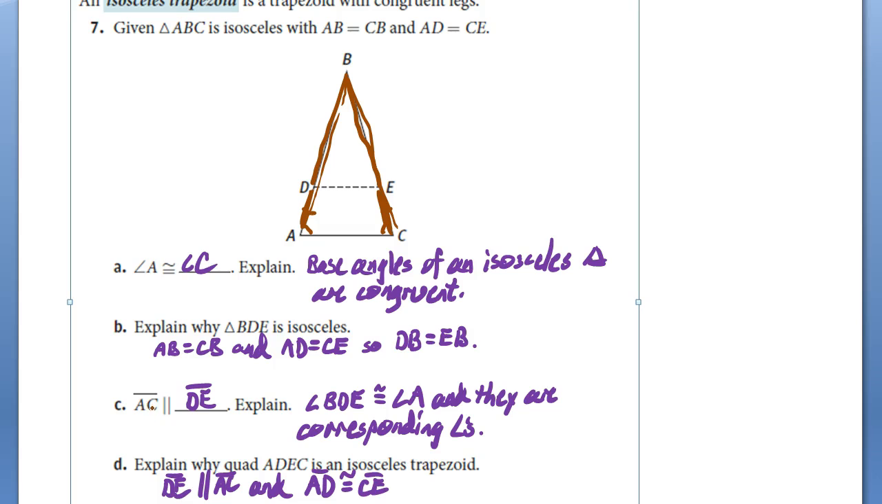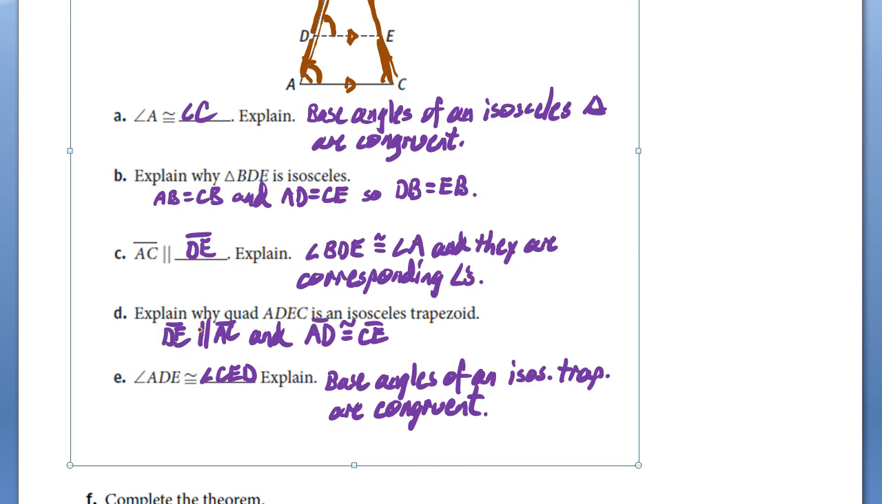Question C, segment AC, the bottom, is parallel to what? And the answer would be segment DE. And explain why. And the answer has to do with how angle BDE, this angle here, is congruent to this angle here, and these are in corresponding positions. So when corresponding angles on the lines are congruent, then we know that the lines are parallel.